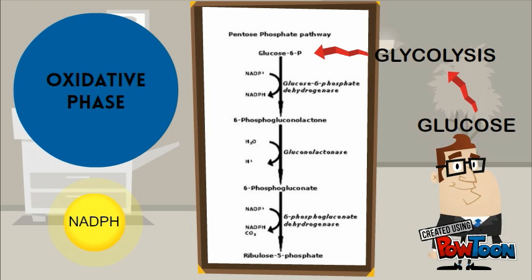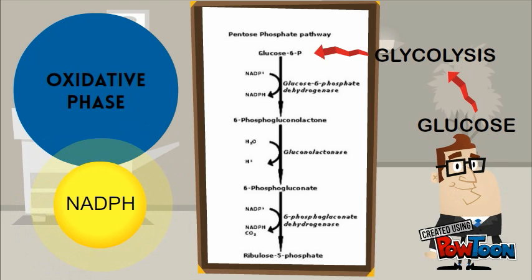And then, glucose 6-phosphate is broken down in a series of steps, which are entirely important. But the key idea here is that you're producing NADPH along the way.